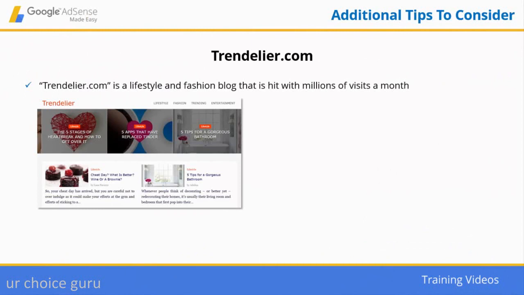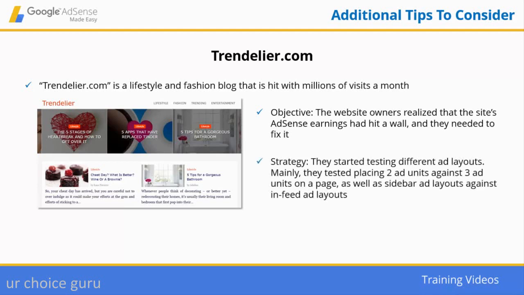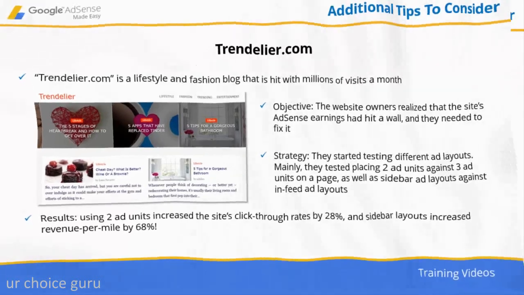Trendalier.com is a lifestyle and fashion blog that is hit with millions of visits a month. Objective: the website owners realized that the site's AdSense earnings had hit a wall, and they needed to fix it. Strategy: they started testing different ad layouts. Mainly, they tested placing 2 ad units against 3 ad units on a page, as well as sidebar ad layouts against in-feed ad layouts. Results? Using 2 ad units increased the site's click-through rates by 28%, and sidebar layouts increased revenue per mile by 68%.